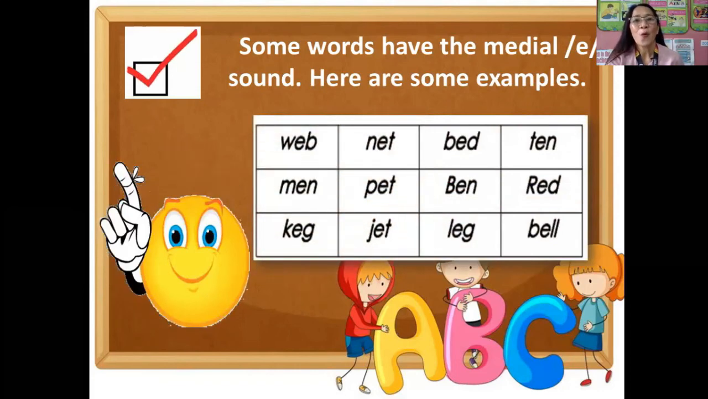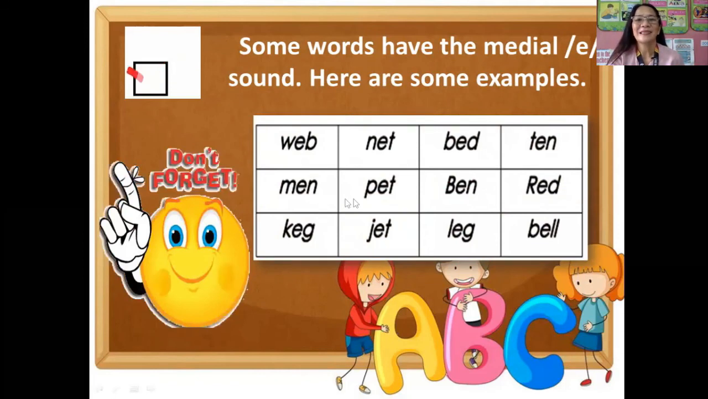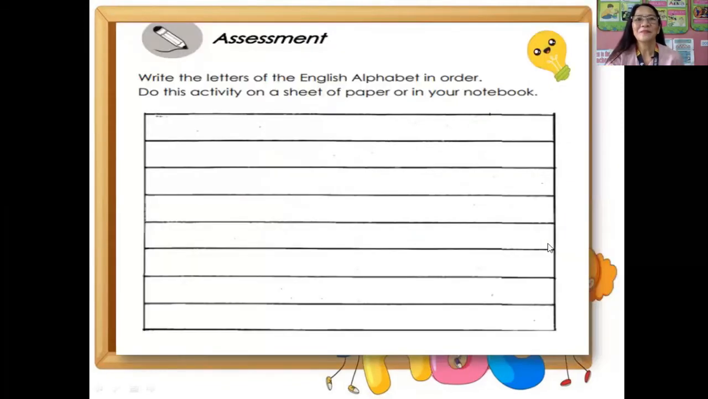Everybody. Web, net, bed, ten, man, pet, Ben, red, keg, jet, leg, bell. This time, you are going to write the letters of the English alphabet in order. Do this activity on a sheet of paper or in your notebook.